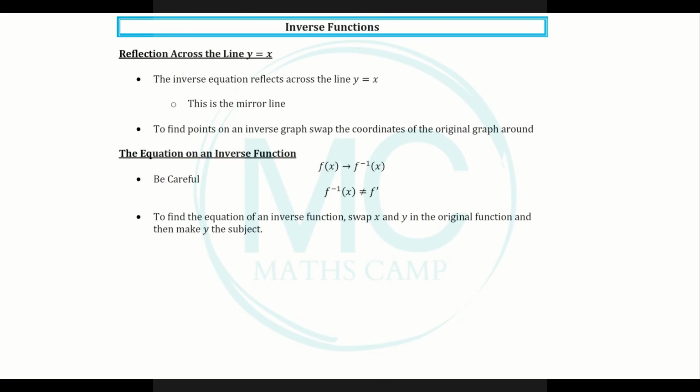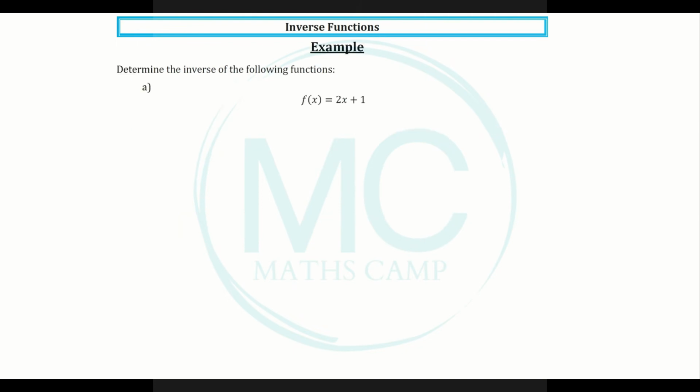To find the equation of an inverse function, you swap the x and y in the original function around and then make y the subject. Let's look at an example. Determine the inverse of the following function. f of x is equal to 2x plus 1. Let's start by making the subject y. So we can say y is equal to 2x plus 1.